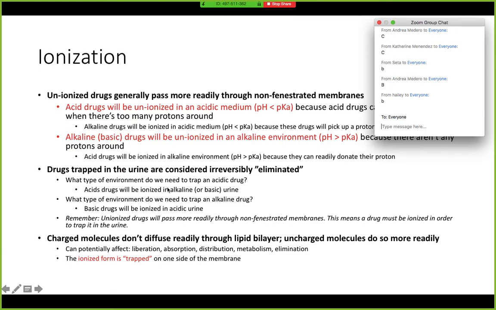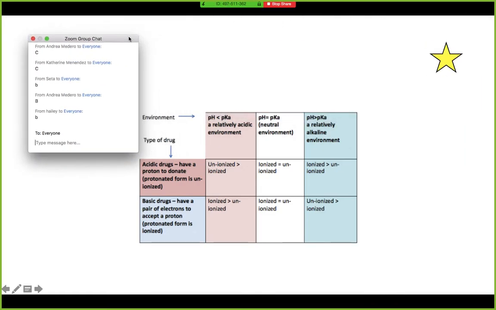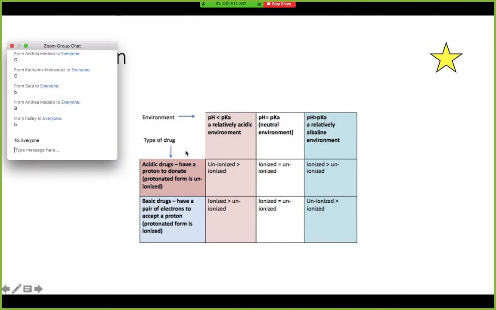And I do have some practice questions, so hopefully that helps as well. All right, so let's keep going. Okay, so this chart, I promise, this is all you need to know to get the question correct.